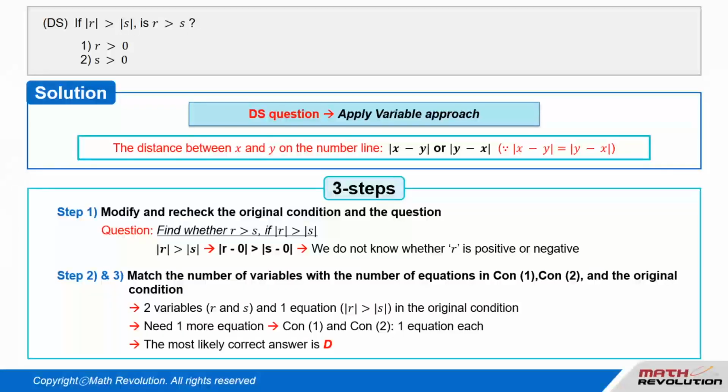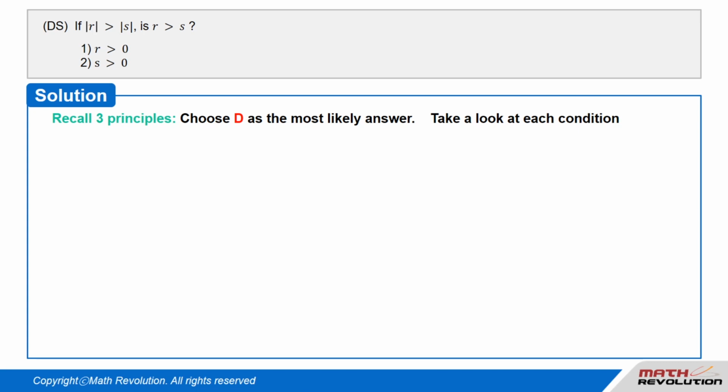Follow the second and the third steps. From the original condition, we have 2 variables, R and S, and 1 equation, |R| > |S|. To match the number of variables with the number of equations, we need 1 more equation. Since conditions 1 and 2 will provide 1 equation each, D would most likely be the answer. Recall 3 principles and choose D as the most likely answer.